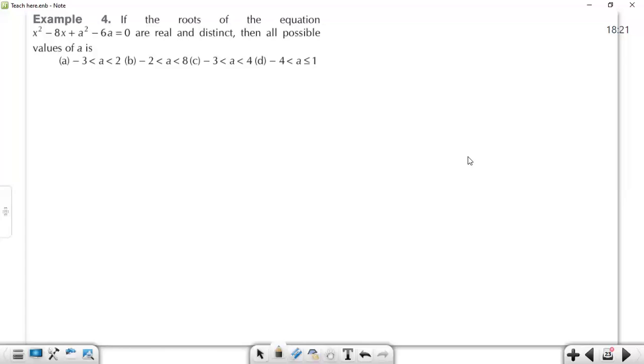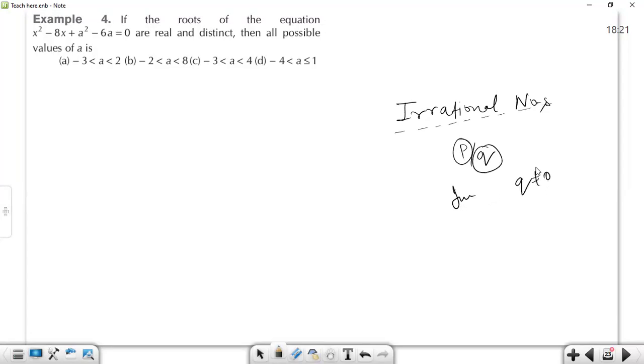Now tell me what are irrational numbers? Those numbers which cannot be written in the form p by q, where p and q are integers and q must not be equal to 0. Okay, fine, great, very good.